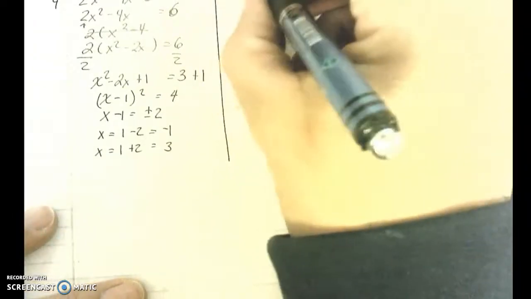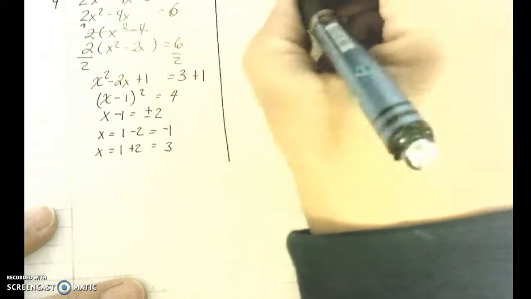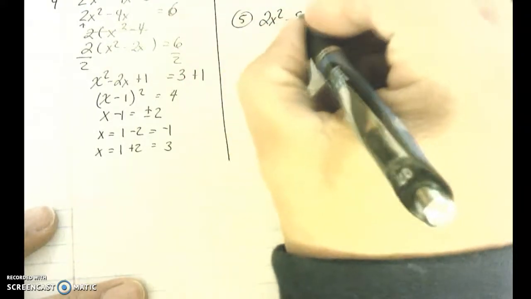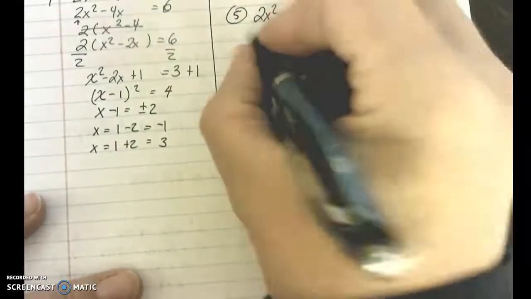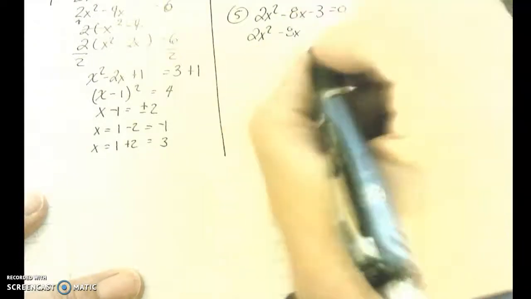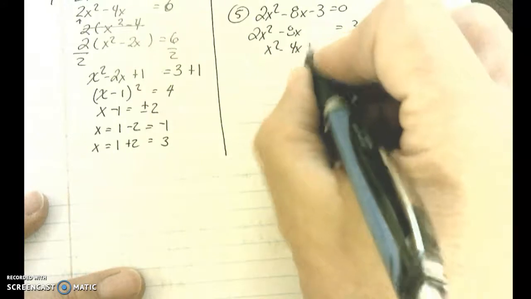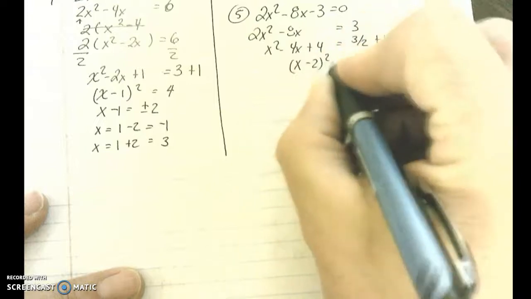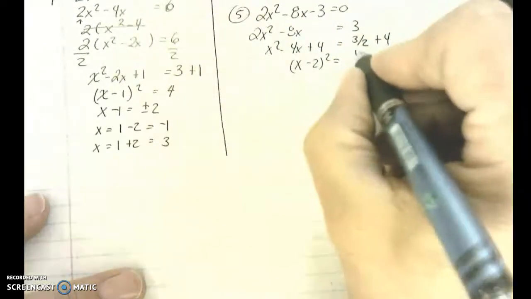Okay. So we have 2x squared minus 4x. That's the same one I just did. Number 5 is 2x squared minus 8x minus 3 is equal to 0. Okay, got to go quick. So I have 2x squared minus 8x is equal to 3. I'm going to factor out a 2 and divide. So I'm going to have x squared minus 4x is equal to 3 halves. Take the 4, divide by 2, end up going plus 4. So I have (x minus 2) squared, and then 3 halves plus 4 is going to be 11 halves.